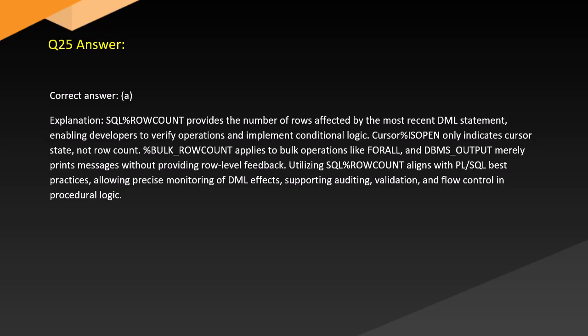Answer. Correct answer: A. Explanation. SQL%ROWCOUNT provides the number of rows affected by the most recent DML statement, enabling developers to verify operations and implement conditional logic. CURSOR%OPEN only indicates cursor state, not row count. %BULK_ROWCOUNT applies to bulk operations like FORALL, and DBMS_OUTPUT merely prints messages without providing row-level feedback. Utilizing %ROWCOUNT aligns with PL/SQL best practices, allowing precise monitoring of DML effects, supporting auditing, validation, and flow control in procedural logic.